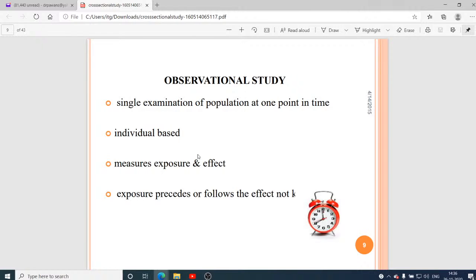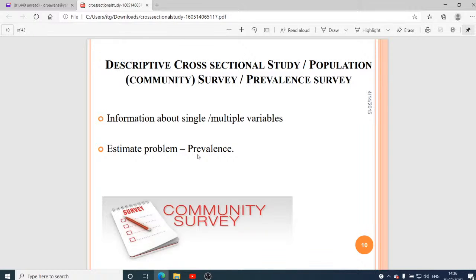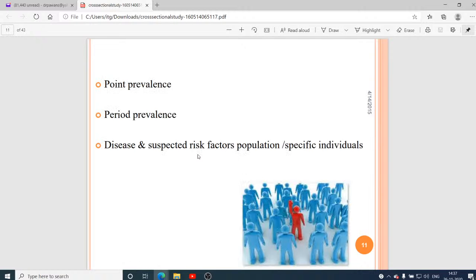So the observational study is a single examination of the population at one point of time. It is individual based, and it is a measure of exposure and effect. The exposure precedes or follows the effect, which is not known. Descriptive cross-sectional study, population survey, or prevalence survey are three terms we use interchangeably. Information about single or multiple variables can be obtained, and the estimate of problems and prevalence of the problems can be obtained.